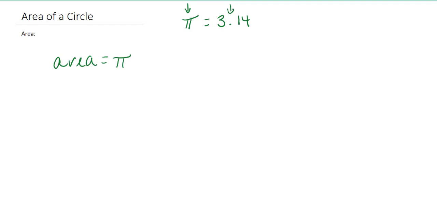So we have area, which is equal to pi times r squared. And what's r? Well, r is just the radius. So we're going to square the radius and then multiply it by pi. And that's the area of a circle. So let's look at an example.